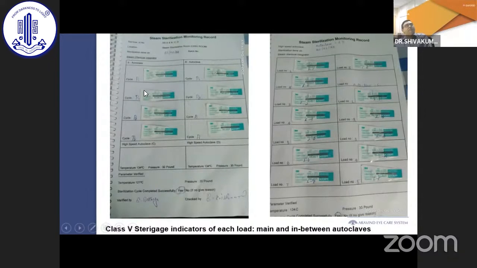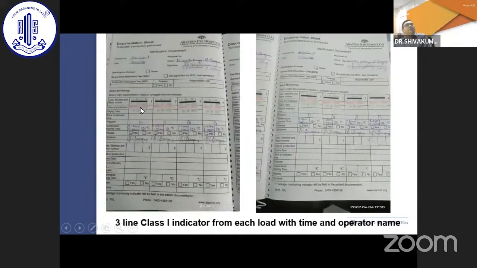This is the steady gauge from each of the cycles from each of the autoclaves, and this is from each of the cycles from the in-between sterilization in the high-speed autoclave. Similar 3-line tapes from each of these cycles, but this also contains the timing of the cycle, as well as the person who has carried out the loading and the unloading.